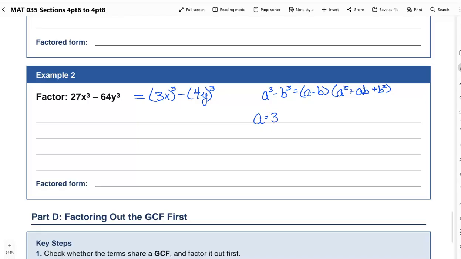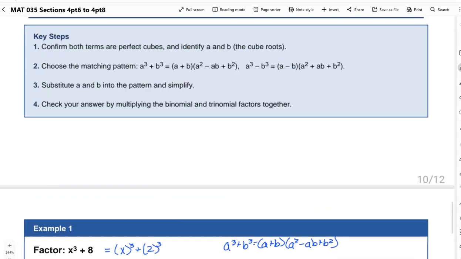So my a is going to be 3x, my b is going to be 4y, and I'm just going to plug everything in. So I'm going to get a minus b, 3x minus 4y, and then I'm going to get a squared. So if I take 3x and I square it, I'm going to get 9x squared, plus a times b, so 3x times 4y is a 12xy, plus b squared. So that 4y squared is going to be a 16y squared. So there's my answer. Now, let's go back to the one that we started above.